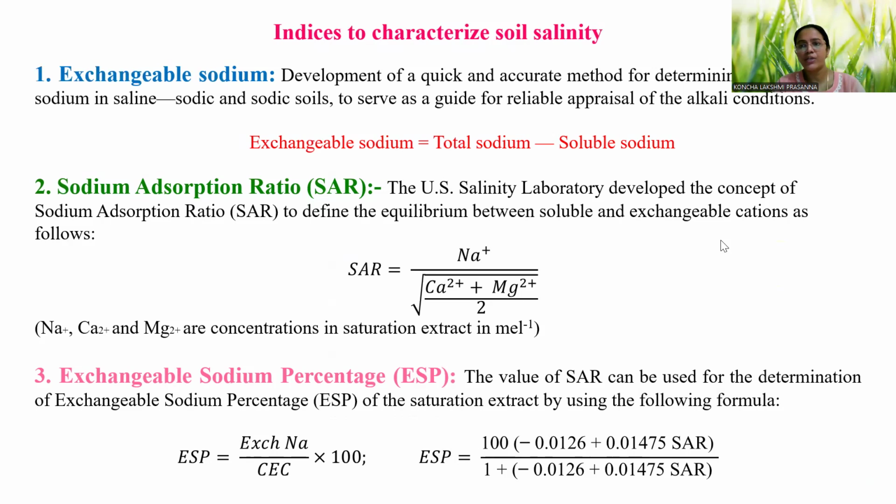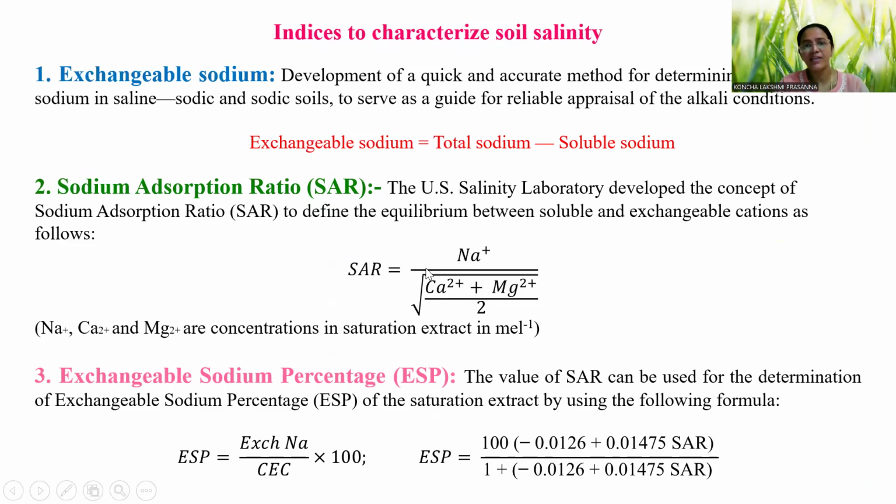Next is the sodium adsorption ratio. The sodium adsorption ratio was developed by the United States Soil Salinity Laboratory, which defines the equilibrium between the soluble and the exchangeable cations. The formula of SAR is the ratio of sodium to the square root of calcium plus magnesium ions. The calcium and magnesium ions are in the saturation extract phase, which is measured in milliequivalent per liter.